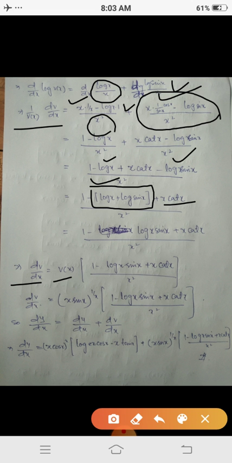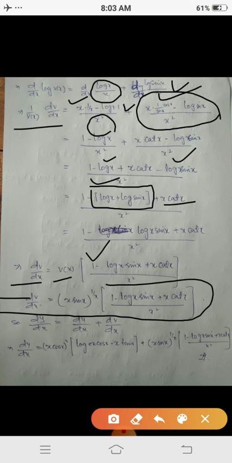You can also use here log e equals to 1 and using log m minus log n formula. So simply we get dv by dx is x sin x raised power 1 upon x into 1 minus log x sin x plus x cot x upon x square. So this is the derivative of v function, that is v of x.